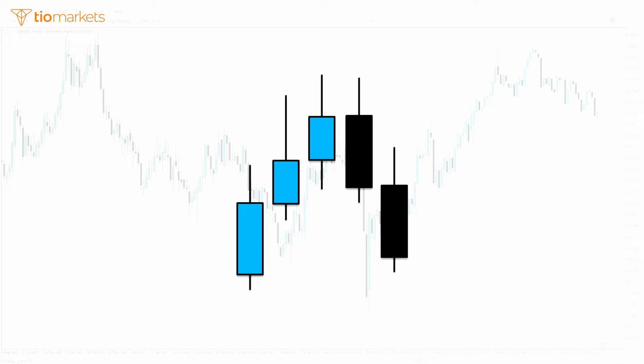That is how price charts are plotted, and I think you get the idea now. So let's move on.